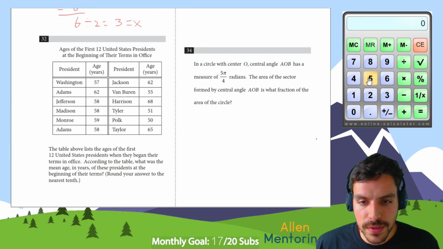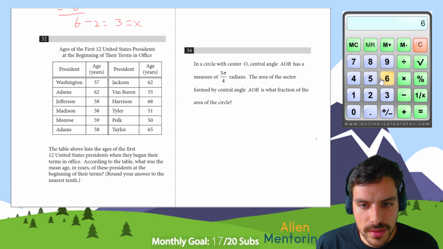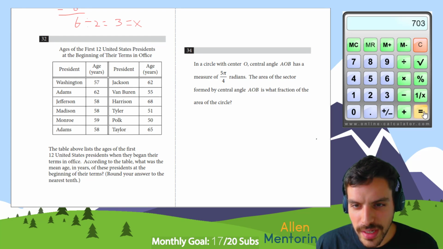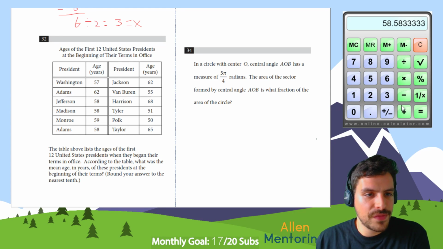Let me start again. So 57 plus 62 plus 58 plus 58 plus 59 plus 58 again, plus 62. Oh God, see I almost messed up? Okay, I'm gonna divide that by 12. And so I get 58 here.